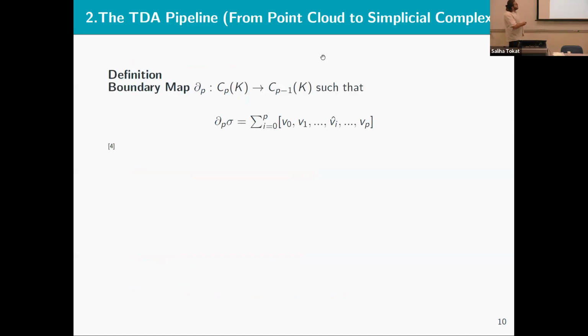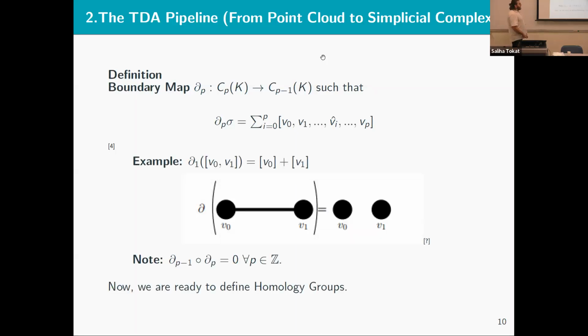So again, to define homology groups, we should define boundary maps to find the boundary of simplices. p again stands for degree, and boundary p is defined from C_p K to C_{p-1} K, such that it is the summation of all possible faces of a simplex. Let me clarify this idea again. Let's look at an example of this. When we put a one-simplex as input, the boundary is like that. One should note that the composition of consecutive boundary maps is 0. There is a proof about that, but since the time is limited, I cannot write it, but I can show it to you later. Now we are ready to define homology groups.